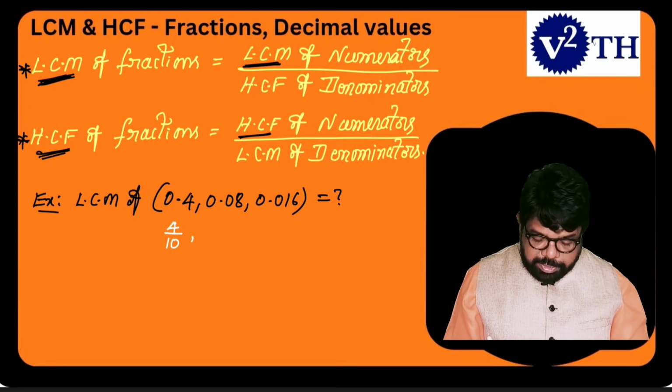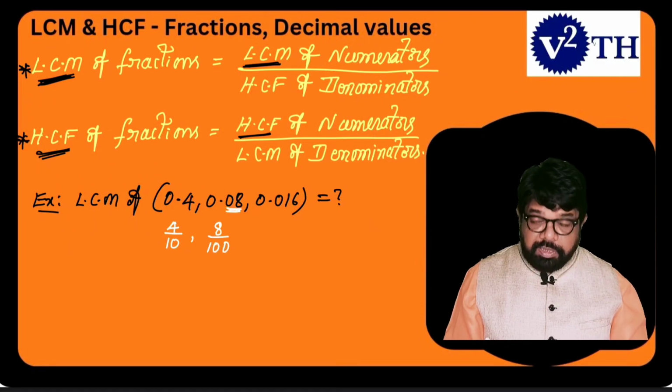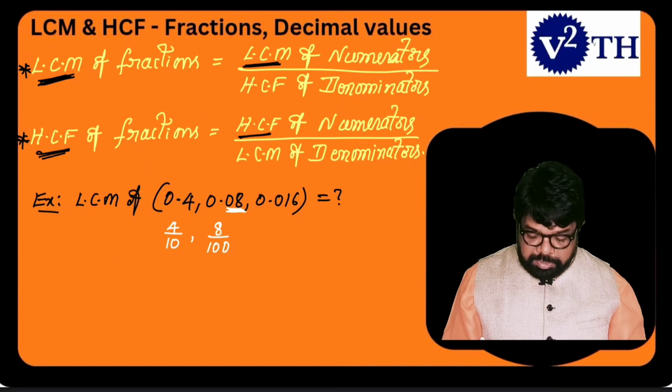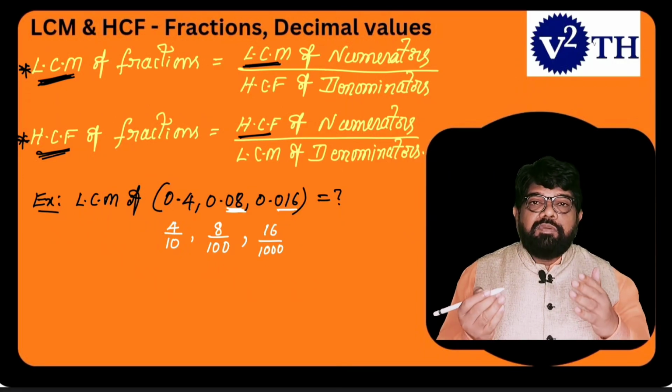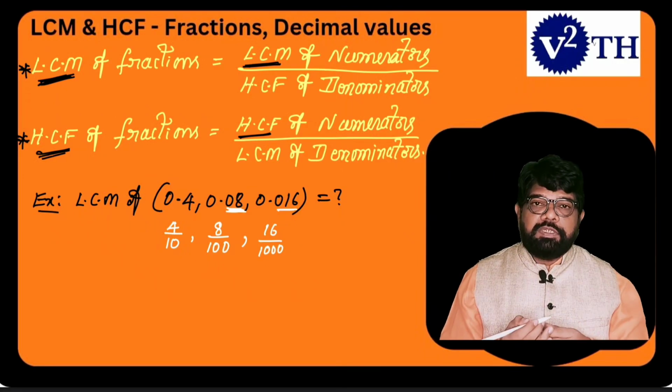Now 0.08 can be written as 8 by 100. After decimal, here 2 digits are there. So you take 2 zeros in the denominator, 100. Now here after decimal 3 digits are there. Okay. So 3 zeros in the denominator. Understood? Converting decimal into a fraction, that is the first step.